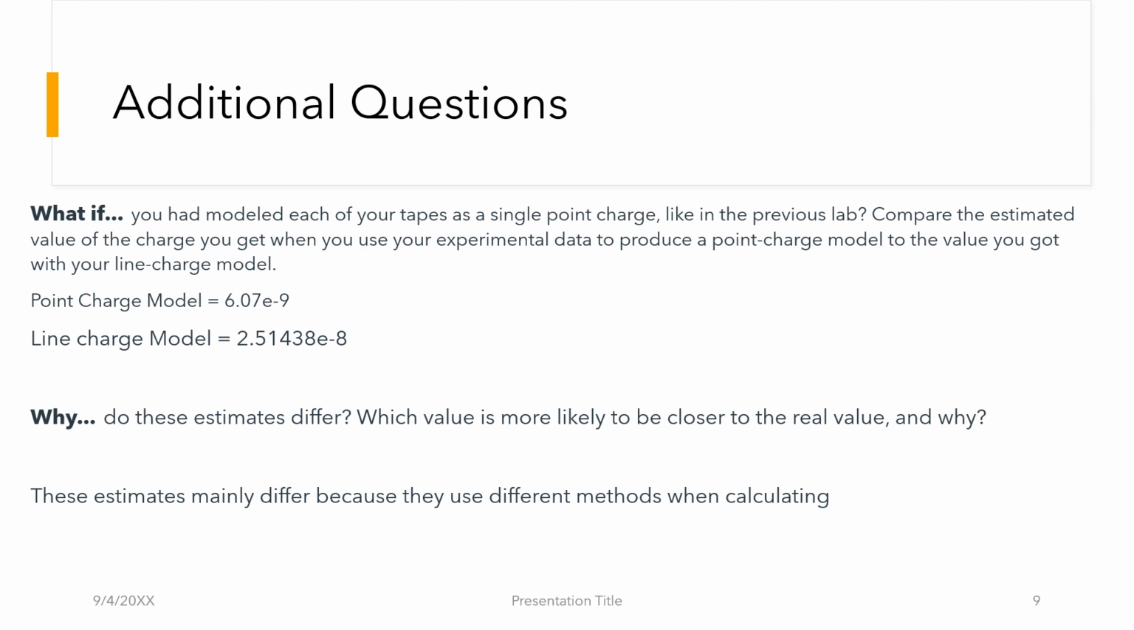Why do these values and estimations differ? Which one is more likely to be real? So these differ because you use different calculations to get to each of these answers. The line charge model, where you solved as a uniformly charged rod, is going to be a closer value to the true estimation, and this is because the charge is spread out evenly over the entirety of the rod.